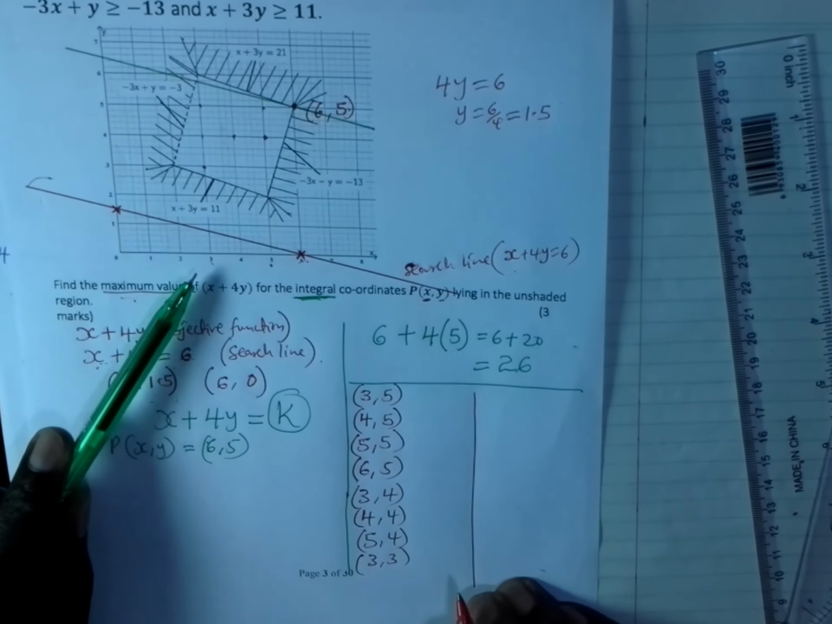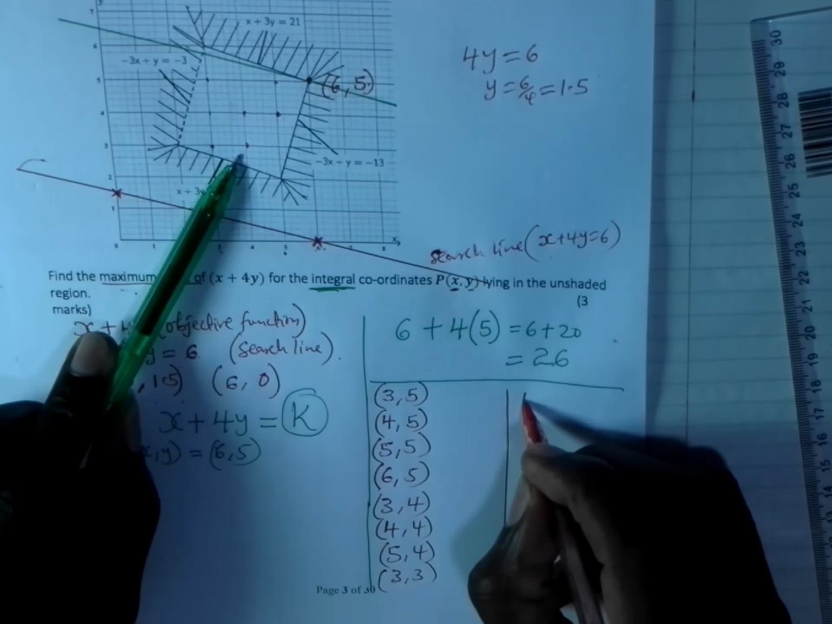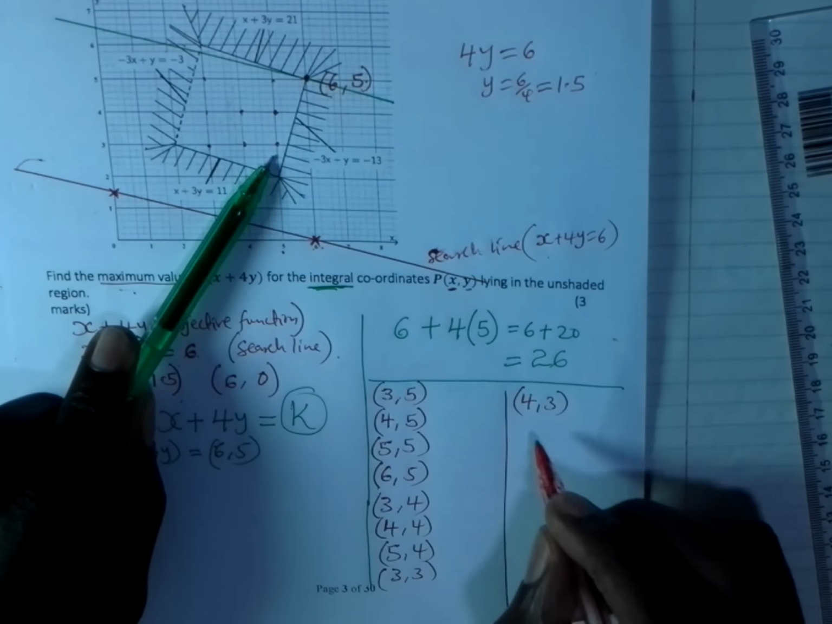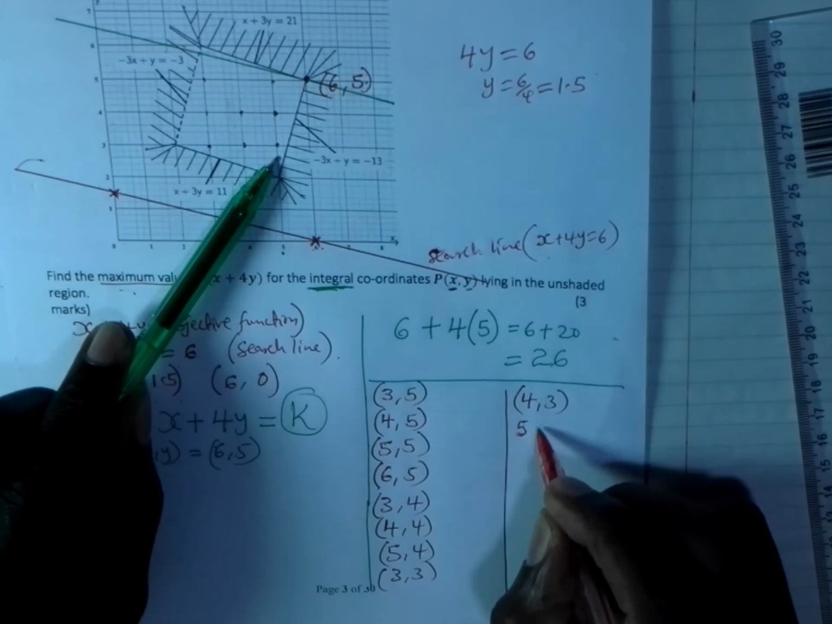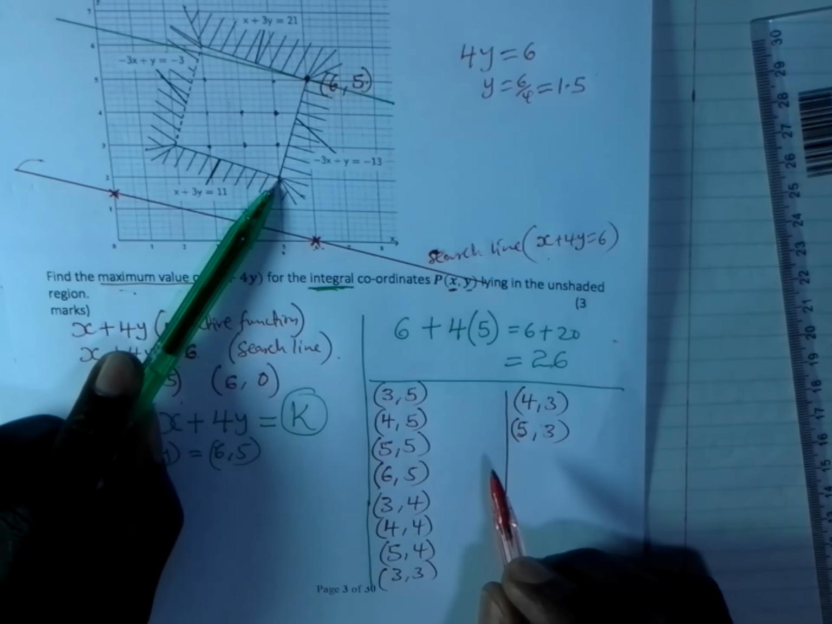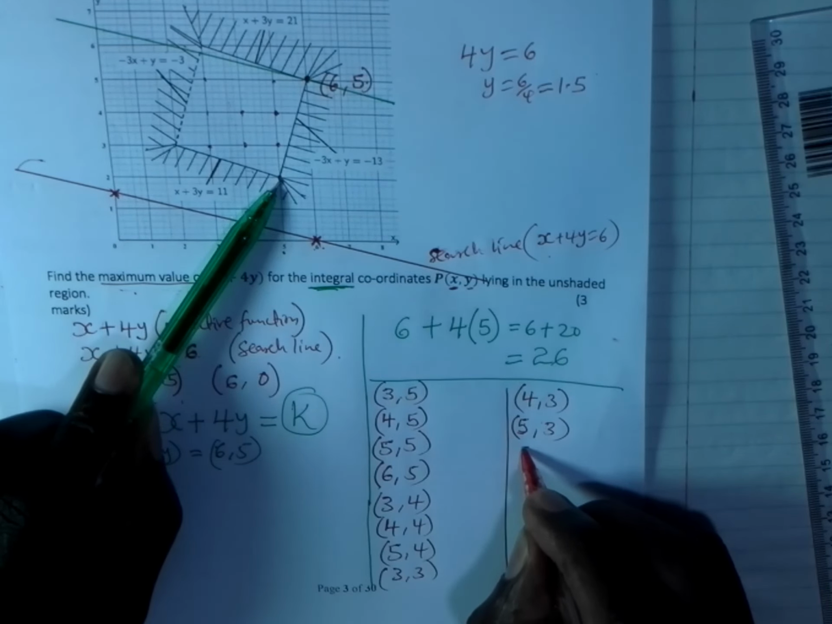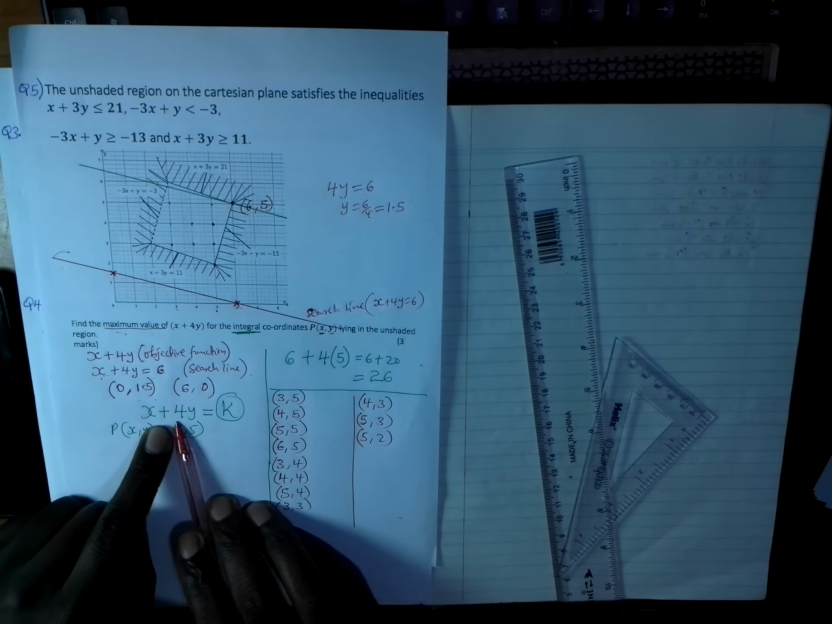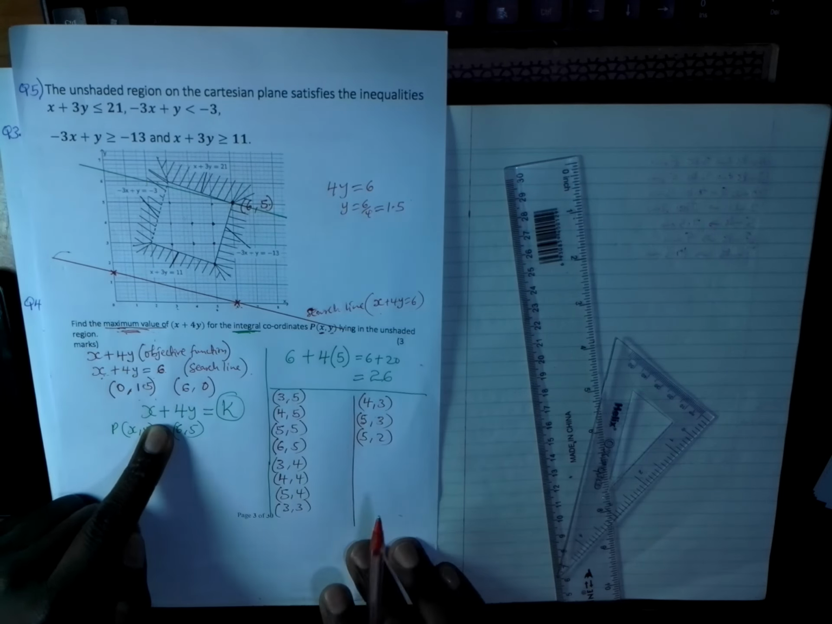Also, another point that we have here is (4, 3), and the other point, which is (5, 3). We have also this point here. Since this line is complete, this point is also included, and that is (5, 2). But among all these points, if we substitute into our objective function, it must give a maximum value.